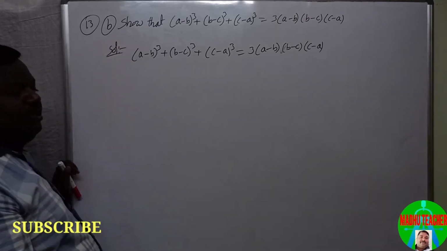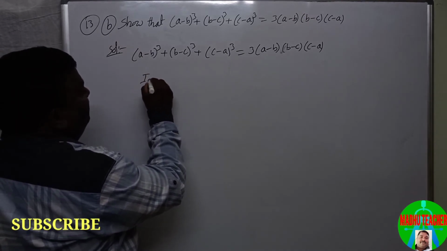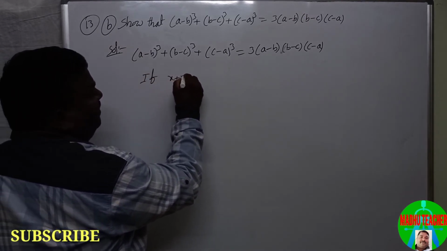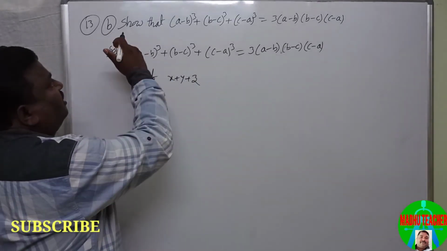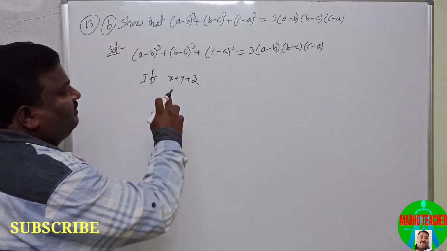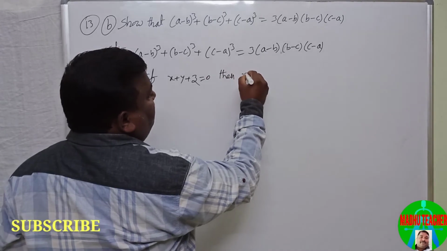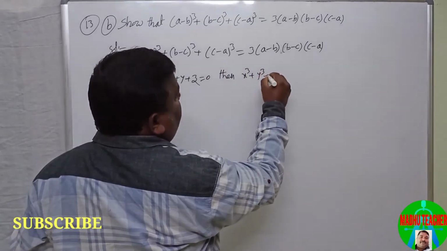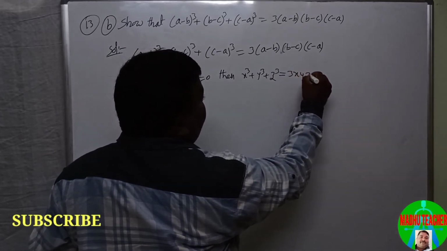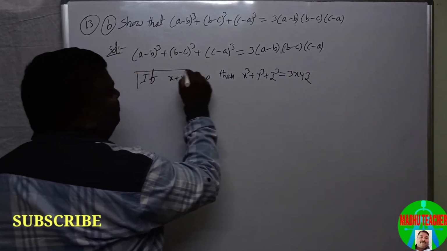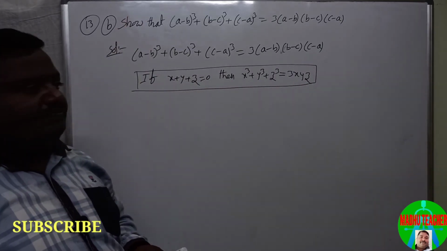In the above problem, what did we show? In the first problem, before this, what did we learn? If x plus y plus z equals 0, then x cube plus y cube plus z cube equal to 3xyz. This we showed in the previous problem.